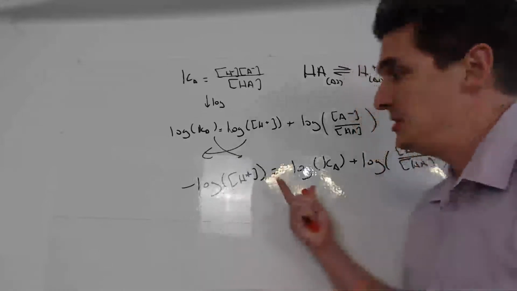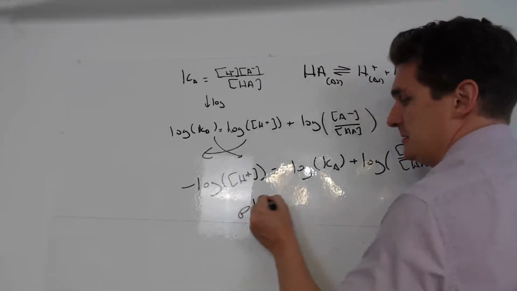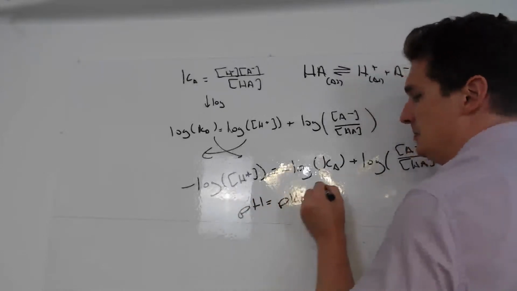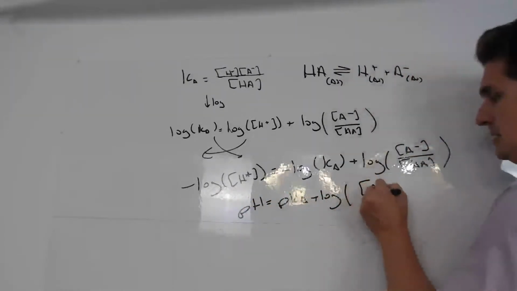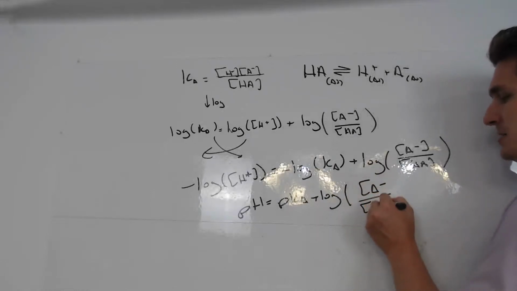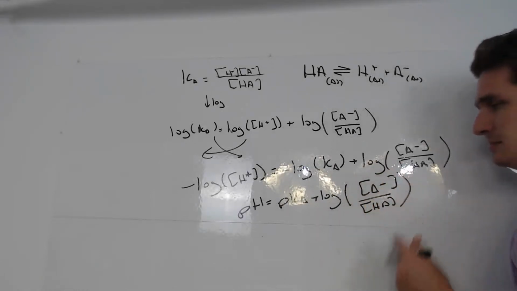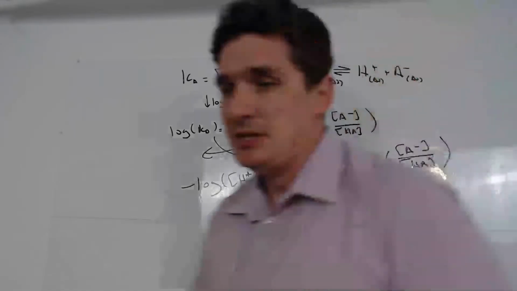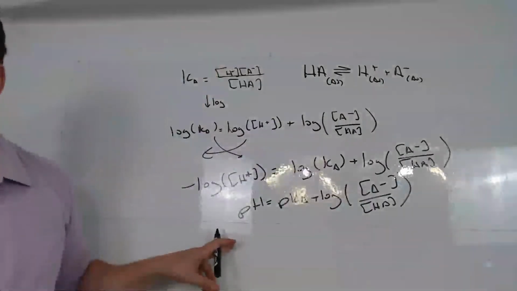Negative log here is just P. So we get pH equals pKa plus the log of A minus over HA. And this collectively is what's called the Henderson-Hasselbalch equation.